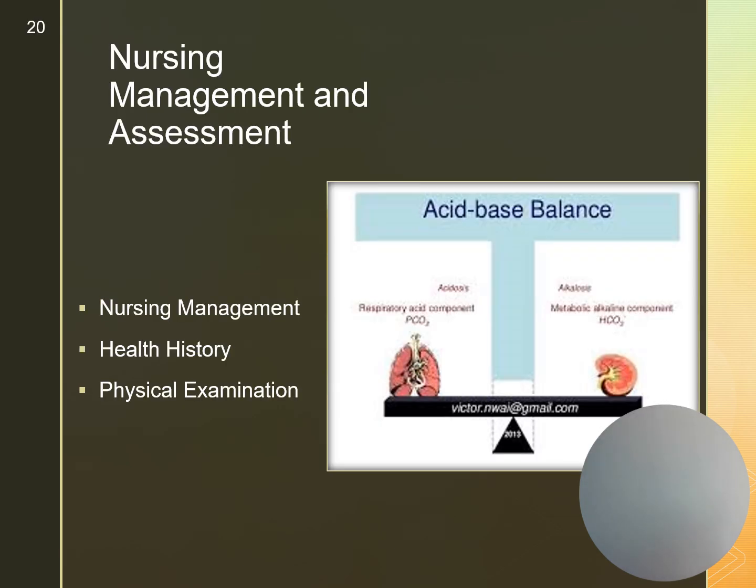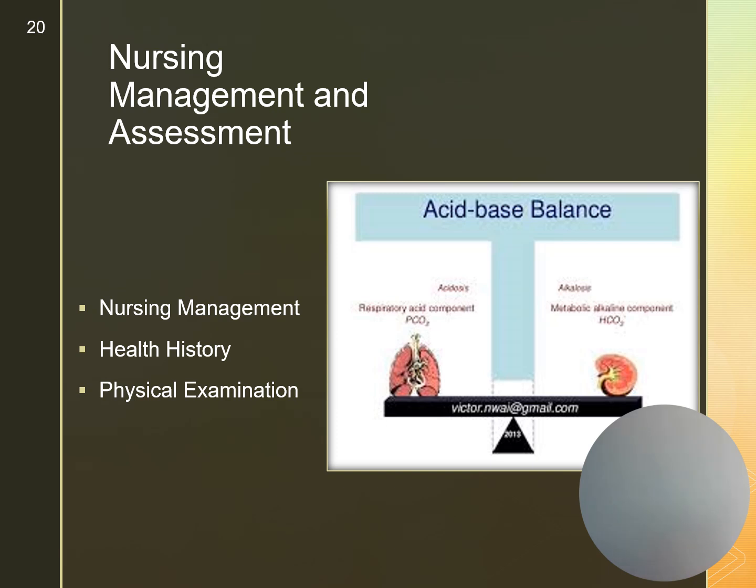So nursing management is going to be monitoring the labs, and the main lab that we're going to be monitoring is our arterial blood gases. We want to know the pH, the CO2, and the bicarb. Monitor I's and O's and make sure all orders have been implemented, and CPR if necessary.